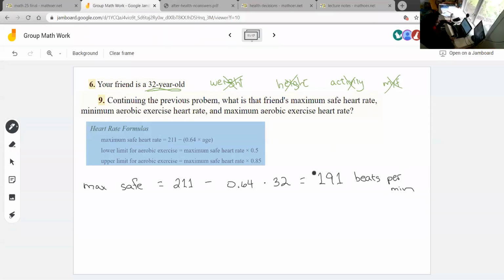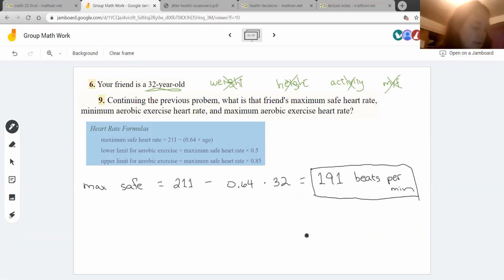Yeah, 109 beats per minute is this answer. And that is pretty high. Again, you're not supposed to get that high when exercising. Beyond that, you're in trouble. You might hurt yourself. Did that answer your question, Anna?